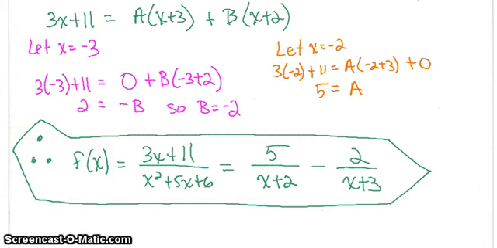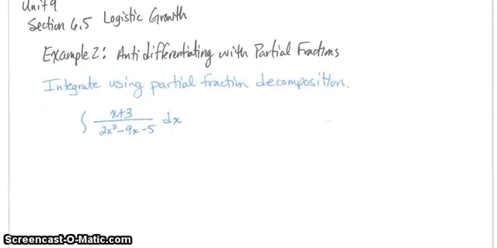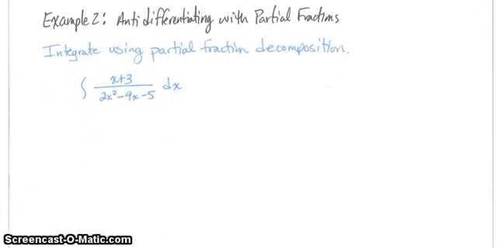Moving on to example number 2. All right. What I wanted to do, anti-differentiation with partial fractions. Look at this problem. Woo! What could we do to make it simpler? Let's use our partial fractions. All right, you guys try it, and you'll see an answer in just a second.